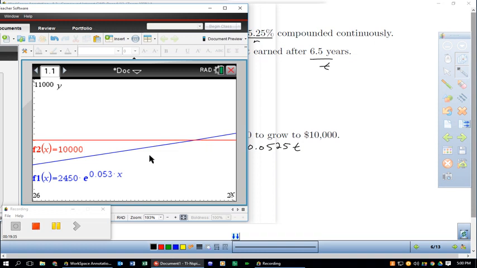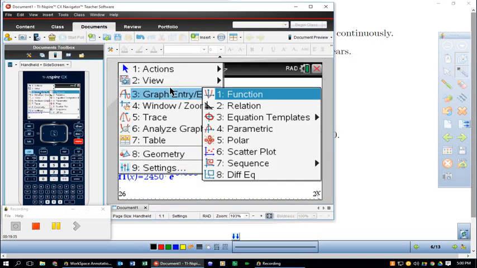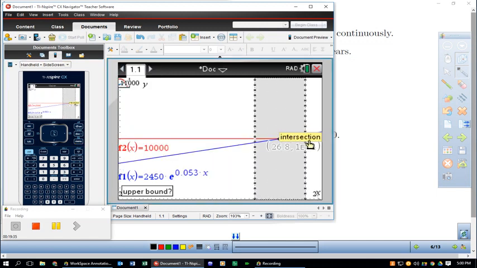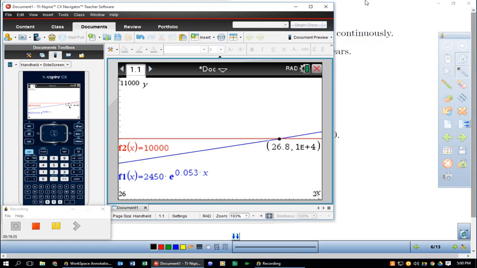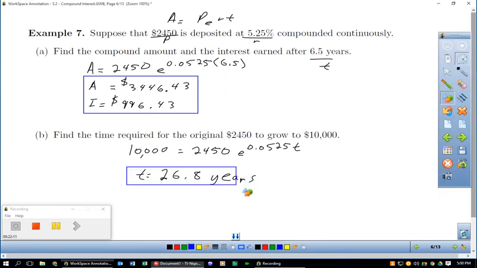So right there is where they intersect. 10,000 and that equation right there. All right, so I can hit Menu, Analyze Graph, Intersection, and it will let me guess it's somewhere in here. All right, and it's at 26.8. That means the time for it to reach at least 10,000 is 26.8 years. All right, so T equals 26.8 years. And it's really less than that because it's continuously compounded. Okay, we don't actually know the exact amount, but we're going to go with 26.8 years.